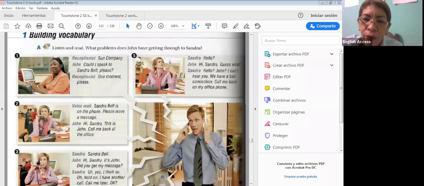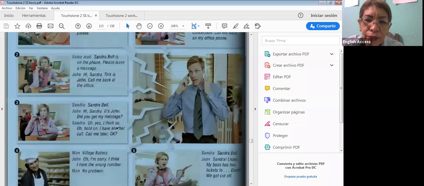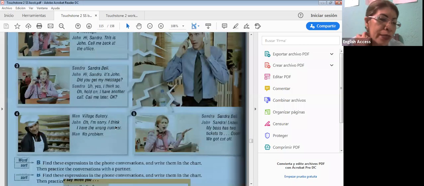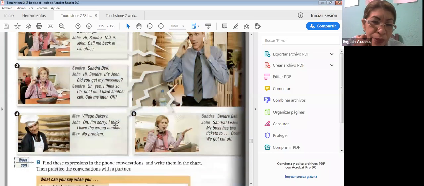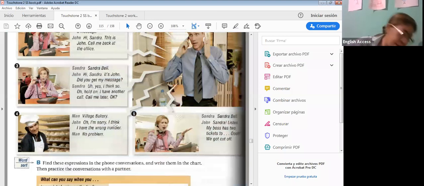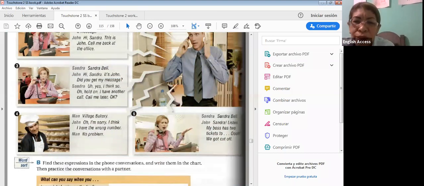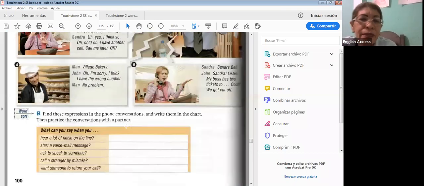Well, before going to the break, we listened and we practiced with this conversation. And we were talking about some problems that John had trying to reach Sandra. And you were saying some ideas, some examples. So now let's continue with exercise B. Exercise B says, find these expressions in the phone conversations and write them in the chart. Then practice the conversations with a partner.